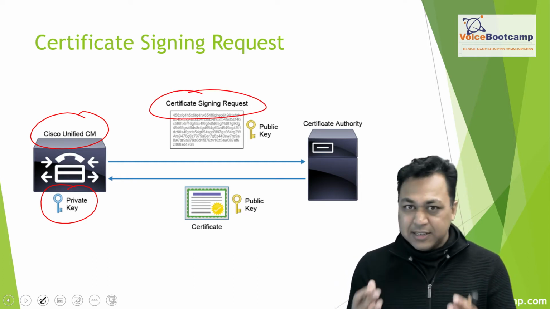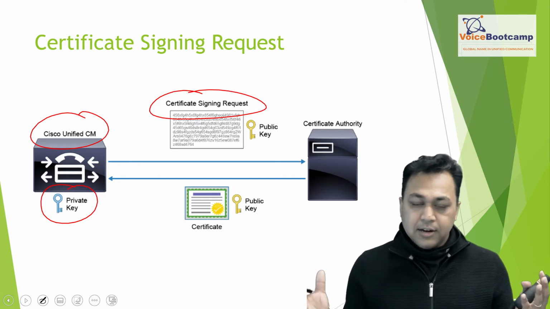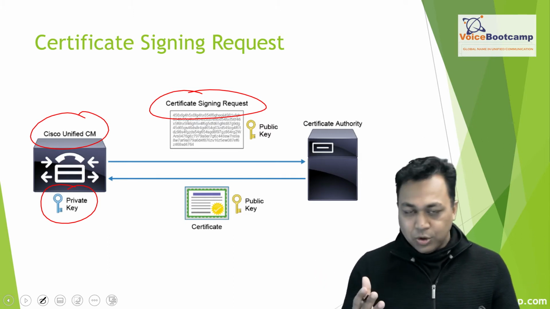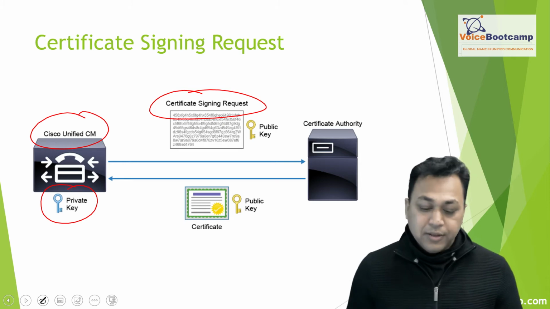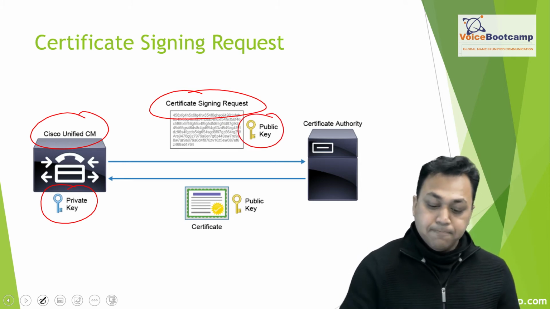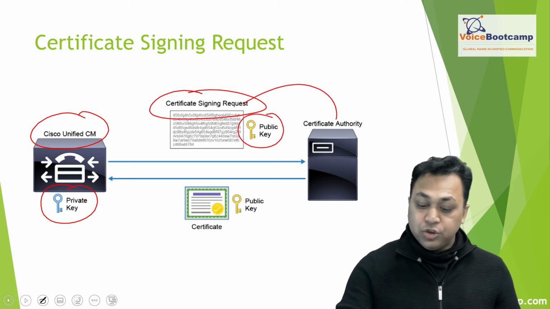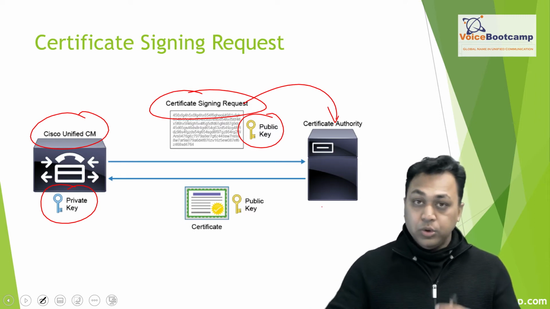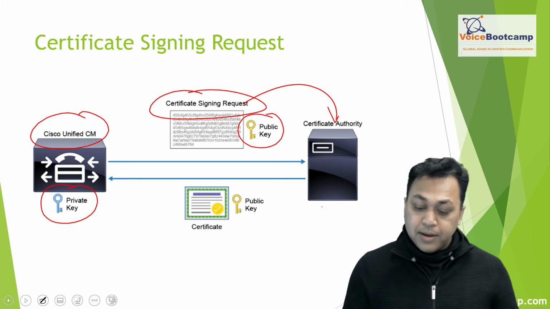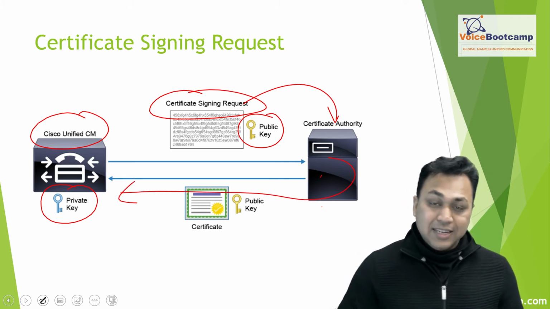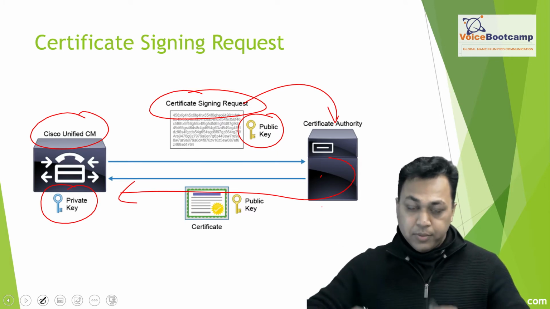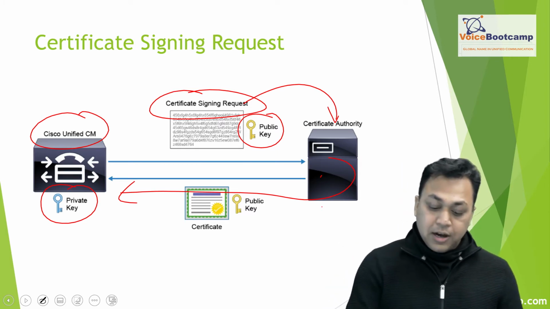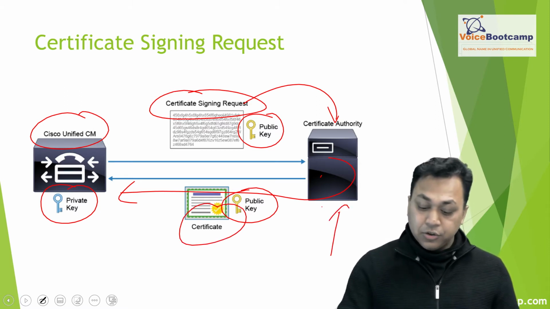The CSR file is basically a text file that looks kind of like Greek. No offense to Greek. It's like an encrypted language, which contains the public key. It will then be sent to the certificate authority. The certificate authority, after taking your payment, will process it, encrypt it, and send you the public key in an encrypted certificate format. So now the public key is encrypted with the certificate validated by the certificate authority.